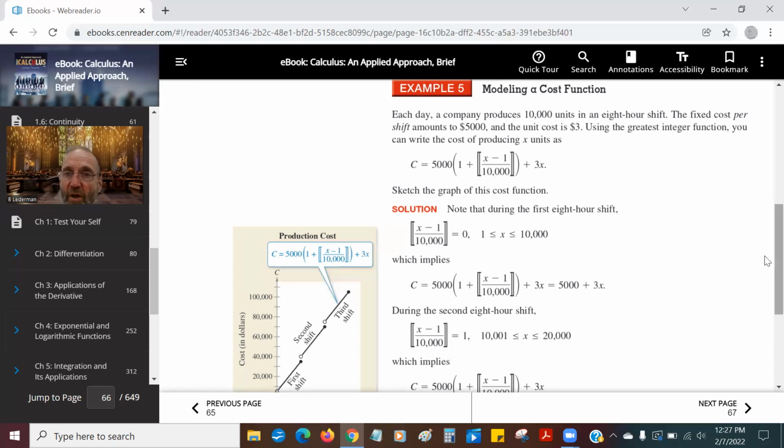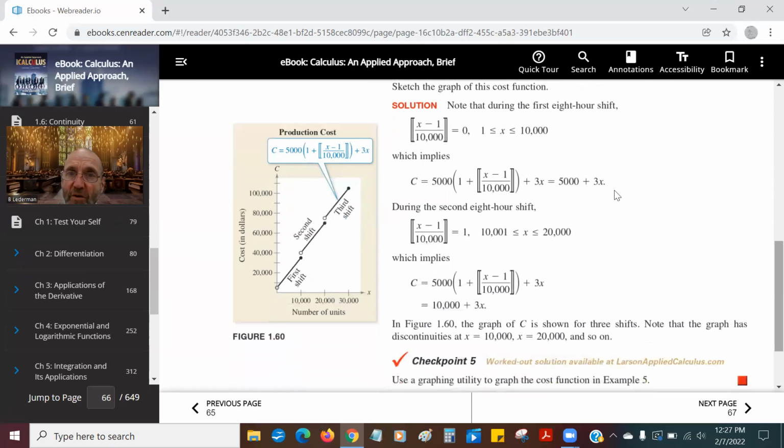Anyway, in the first 8-hour shift, this is going to equal 0, because there's always going to be some fraction that's less than 1. So it's going to be 0, because x is between 1 and 10,000. And then in the next shift, when x is between 10,001 and 20,000, this is always going to be 1 point something, so the greatest integer will knock it down to 1. And the third shift, and so on and so forth.